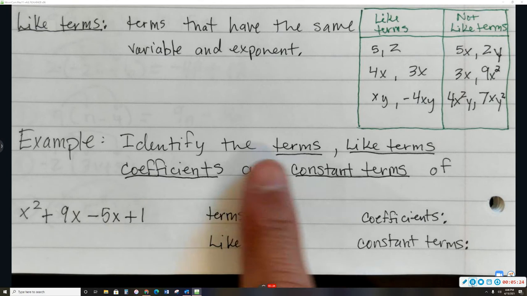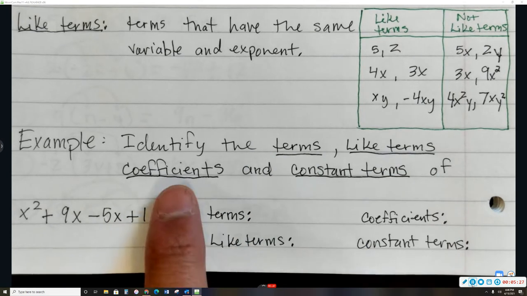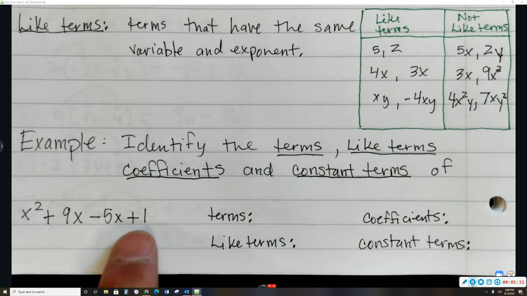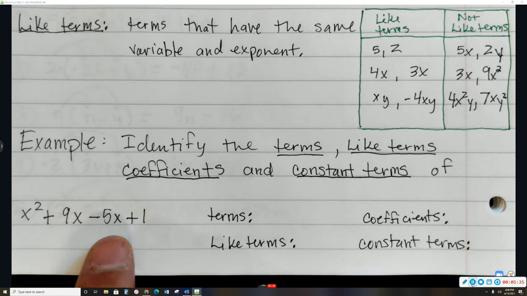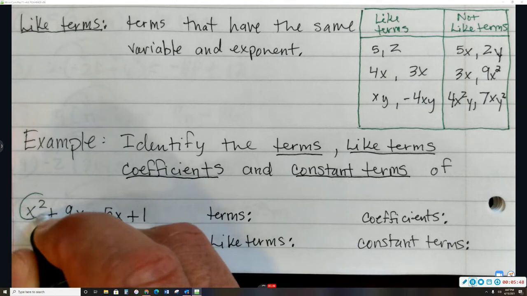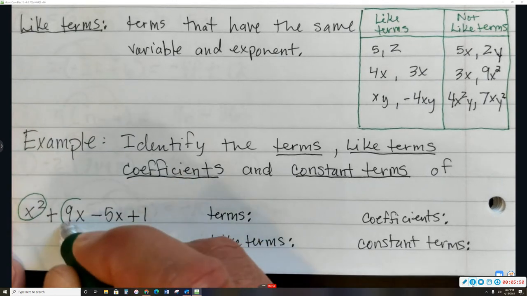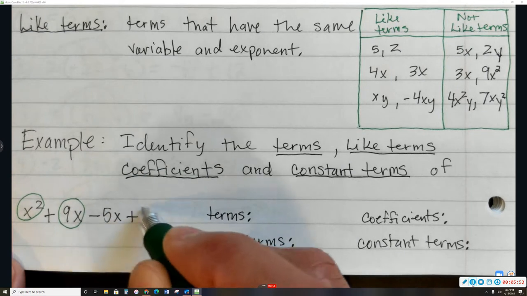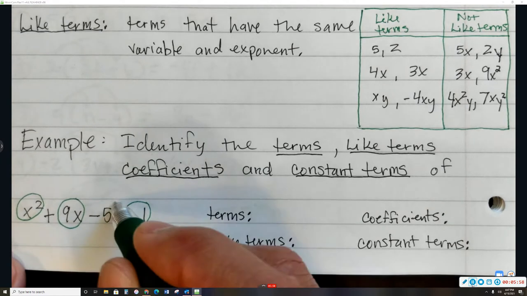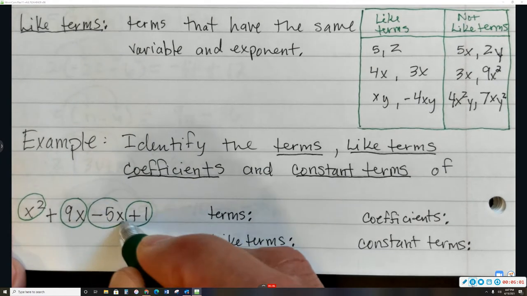So it says identify the terms, like terms, coefficients, constants for this big long expression here. Okay. Now remember, so I'll give you a second to copy that. But remember, terms are separated by pluses and minuses. So watch, I'm going to circle the terms here. That's a term. That's a term. That's a term. And actually, you know what? This one's also a term.